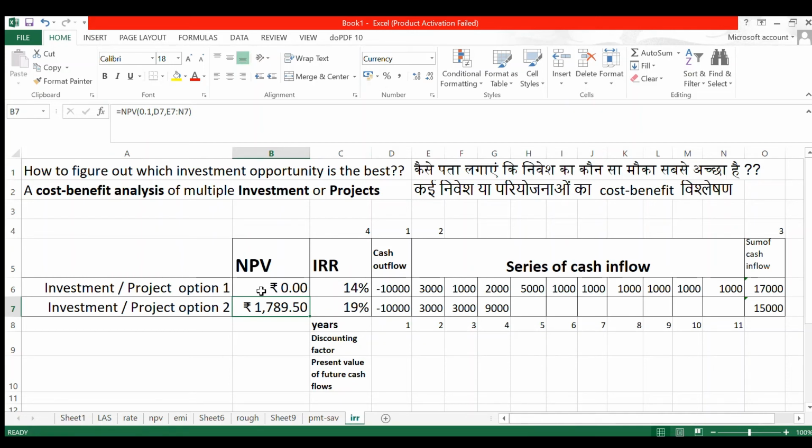So we have found out that IRR is the rate for which NPV will be 0. So if I drag the equation to the next cell, then we can see that if we are giving 19% for project option 2 and we are calculating NPV for project option 2, then that will give an NPV value of 0. So this is all about the NPV and IRR. But if you want to go further, you can follow how we are computing the NPV value using IRR.